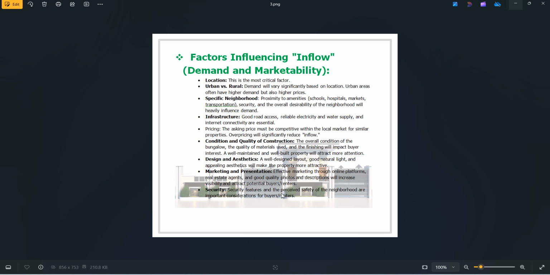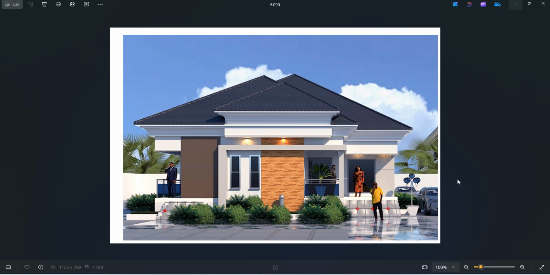They have to have a good quality photo and description of it so that you'll be able to sell at a good price. And people believe that security is part of it, because a house that is large enough must always have a good security system.